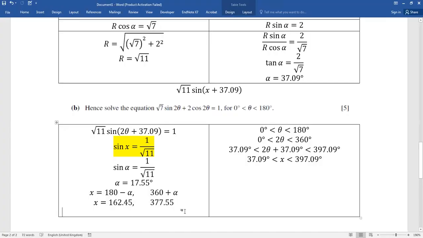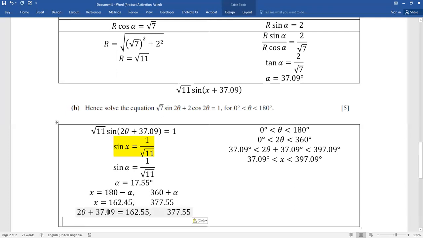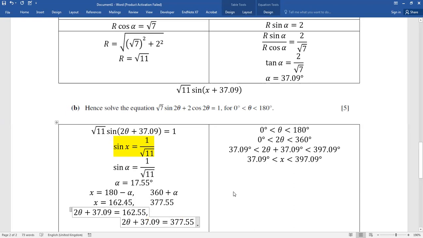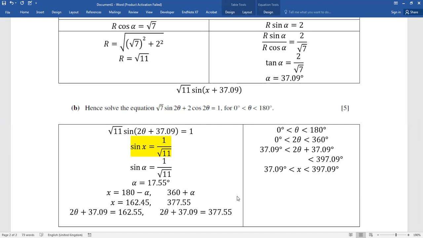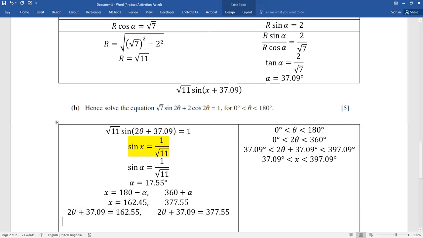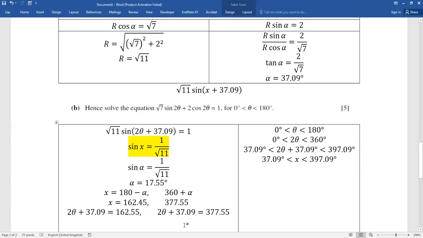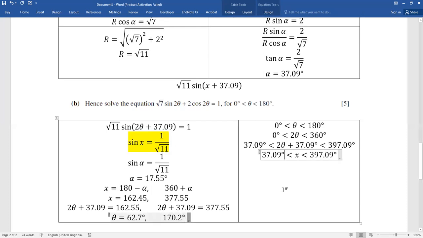Are these the two values that you get? Yes, class? Yes, sir. Okay, remember, this is just the angle that you have solved it for. You still need to find the unknown. So in place of x, can you just put 2 theta plus 37.09, and now solve for theta. Is this clear, class? You subtract 37.09 from both sides and then divide by 2.